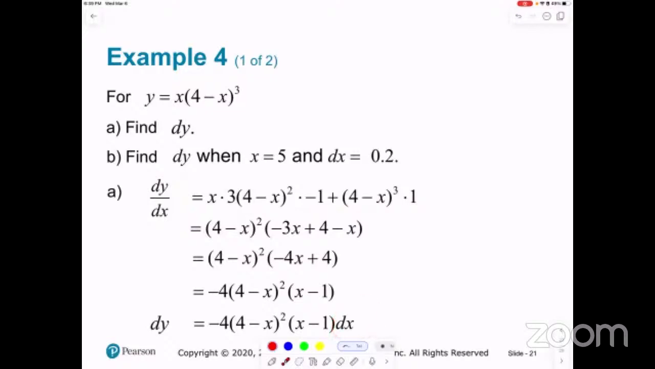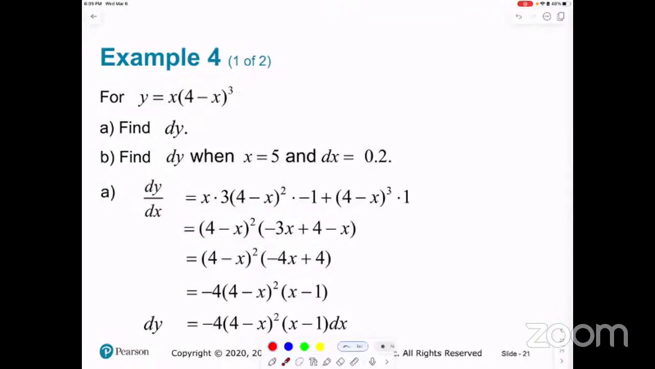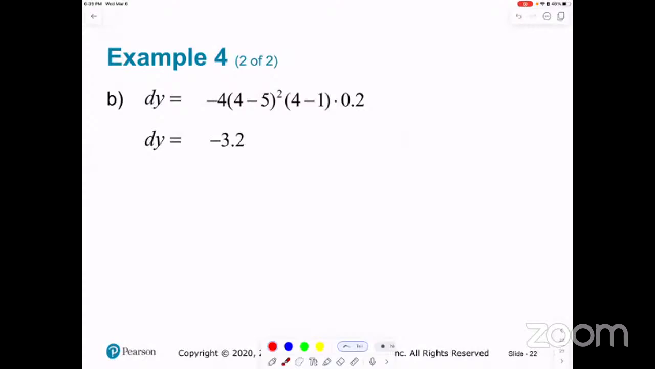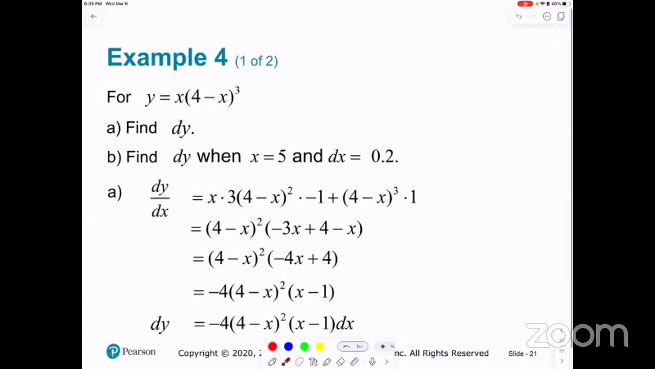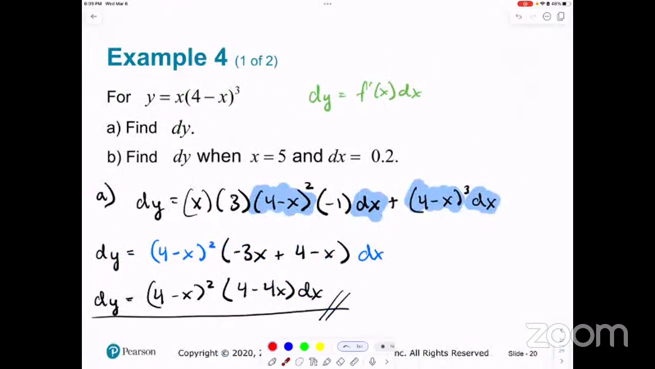Sometimes, you know, appending that dx like I did was easier. And sometimes doing it this way is easier. You kind of have to take it case by case. Okay, this is part B. Oh, forgot about part B. Find the differential of y when x is 5 and dx is 0.2. So you just plug those in.